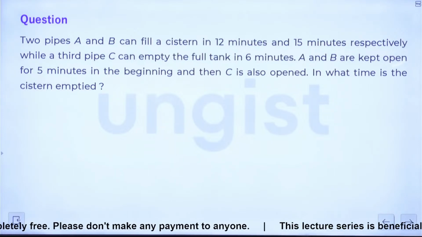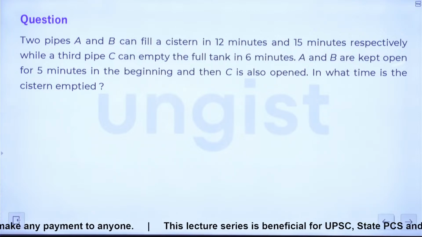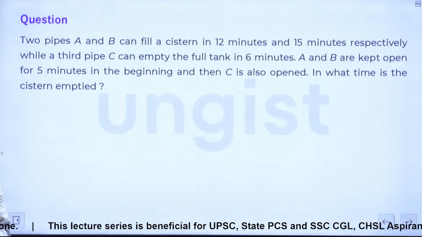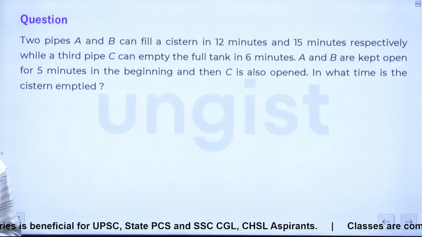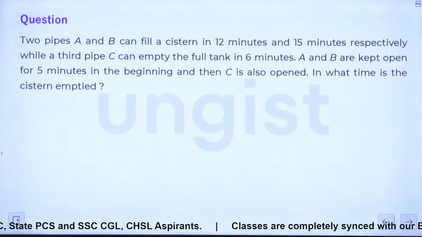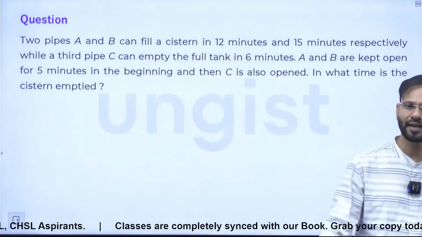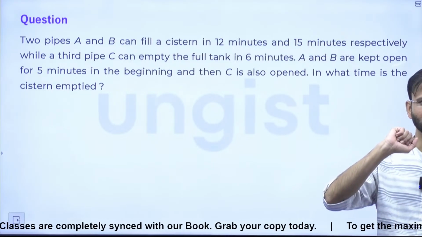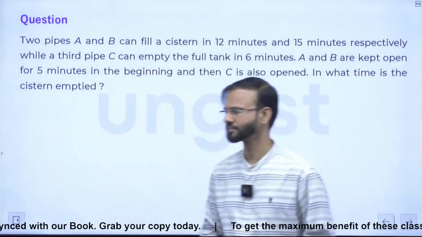Look at this, can you do it? Question is saying, two pipes A and B can fill a cistern in 12 minutes and 15 minutes respectively, while a third pipe can empty the full tank in 6 minutes. A and B are kept open for the first 5 minutes and then C is also opened. In what time is the cistern emptied? Yes guys. A and B are kept open for the first 5 minutes and then C is also opened. So the question is asking in what time the cistern is emptied now. Correct? Try it.